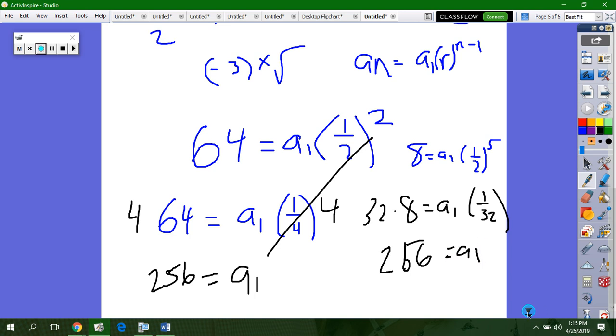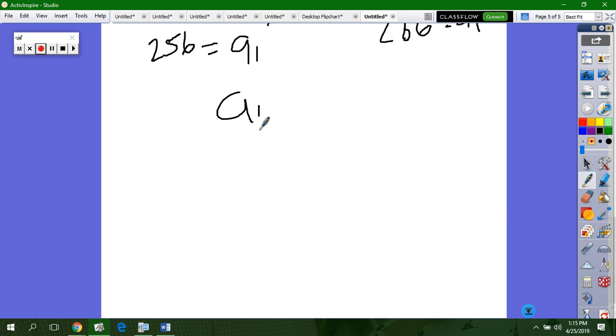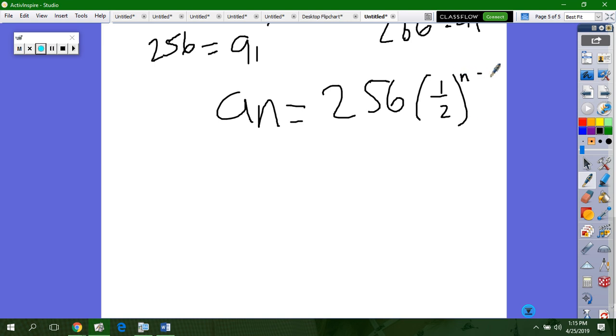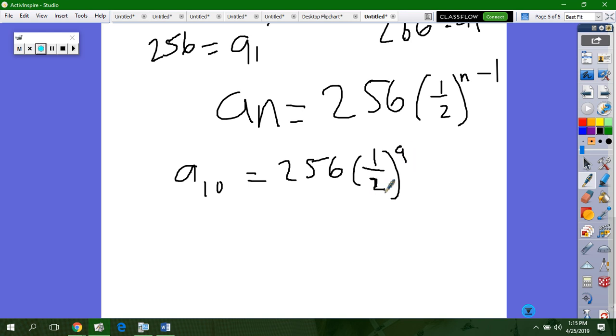So now I have my generic equation, because I have a sub n equals my a sub 1, which is 256, times our r. What was our r? 1/2 raised to the n minus 1. What was my real idea that I wanted to find today, though? I wanted to know a sub 10. So what am I going to do? Plug 10 in for n. To the 9th, because 10 minus 1 is 9.